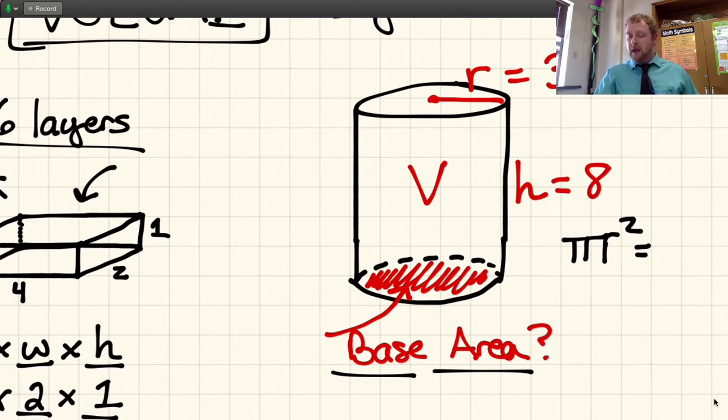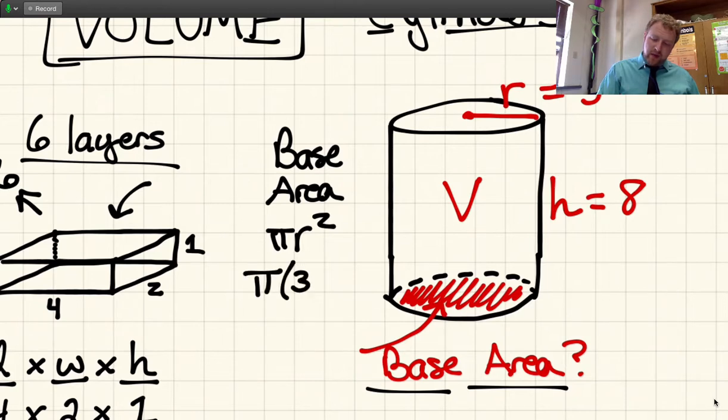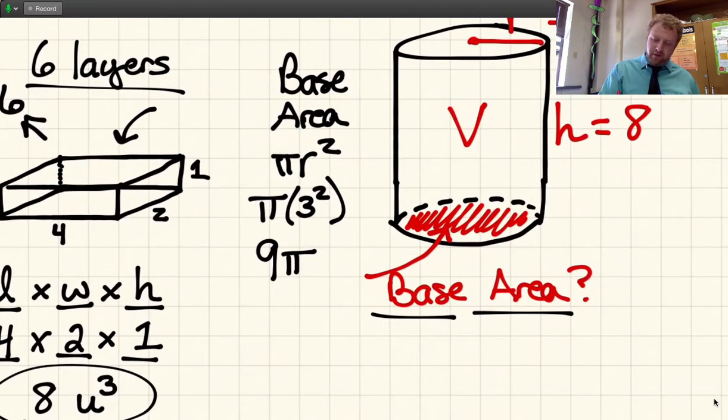Caitlin, where are you at? What's the radius? It's 3. Okay, so I'm going to move this. The base area is pi r squared. Caitlin's right. It's going to be pi times 3 squared. Isabella, what's 3 squared? 9. Okay, so this is going to be 9 pi. We could leave it like that, like we learned yesterday, or 28.26, or let's say 28.3, roughly.